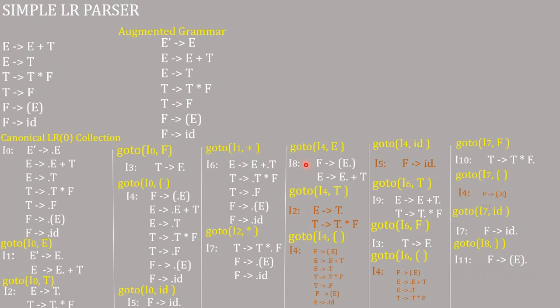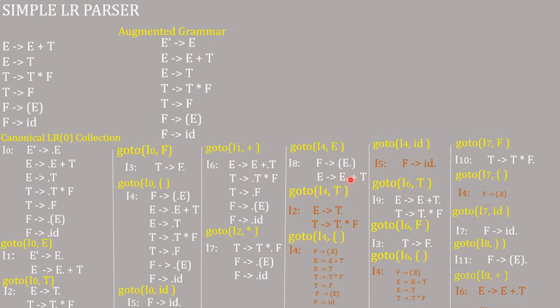Next we have to go with item set I8. Here we can define the function goto of I8 comma closed bracket. When you define it, it is F tends to open bracket E closed bracket dot. So let us name it I11. Then here again you can define the function, that is goto of I8 comma plus. When you define it, you will be getting the same item set as I6. You will be getting the same I6.